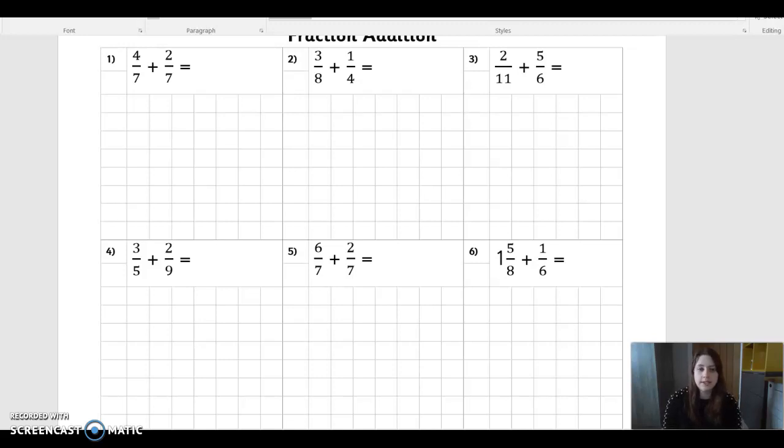Some of them are really simple, just adding across the top. Some of them need to be converted. Some of them involve some mixed numbers. So there's a variety of different difficulties and challenge for us. So let's have a look at number 1 first of all.